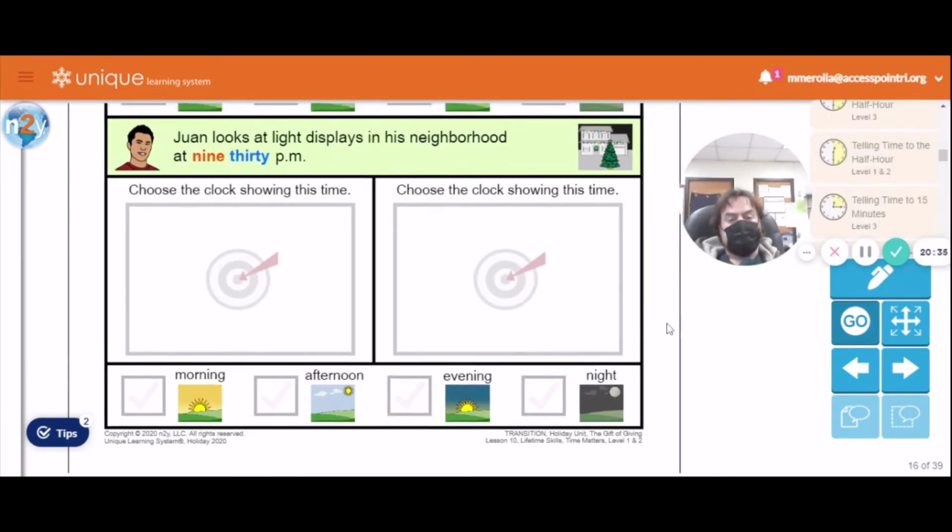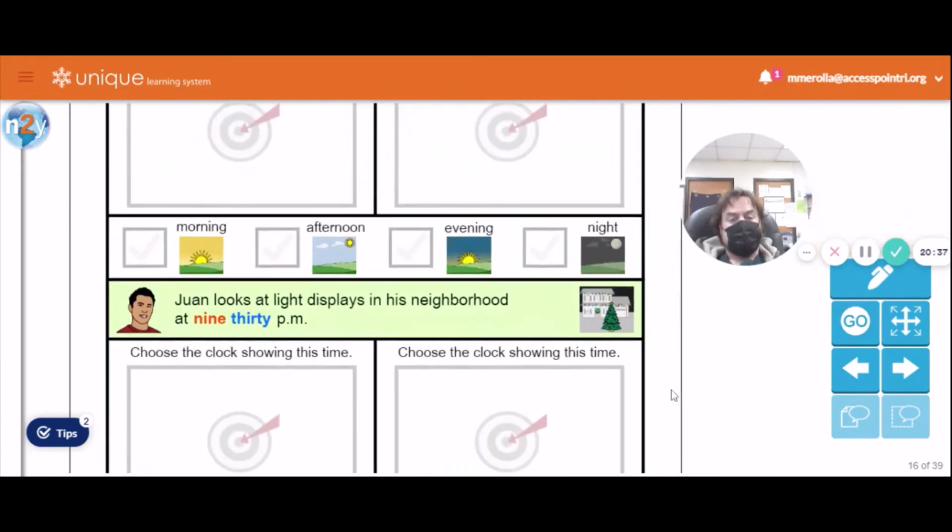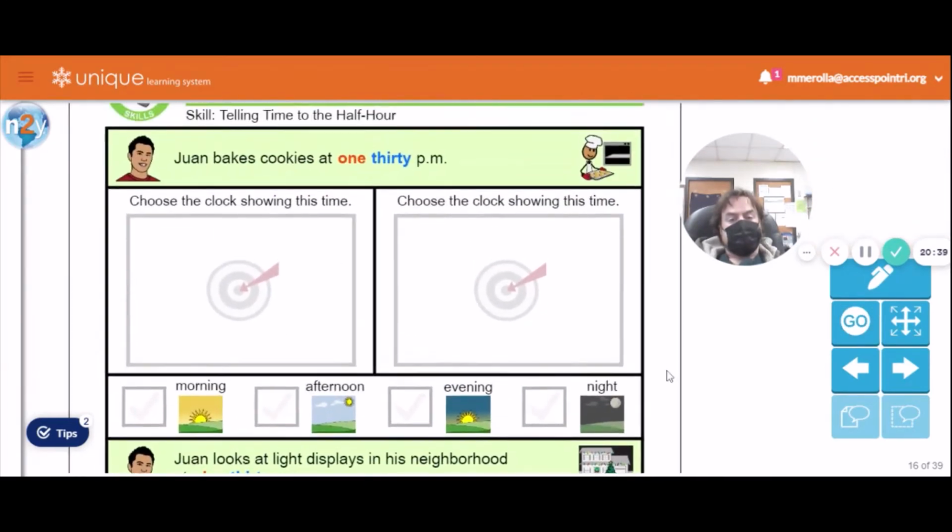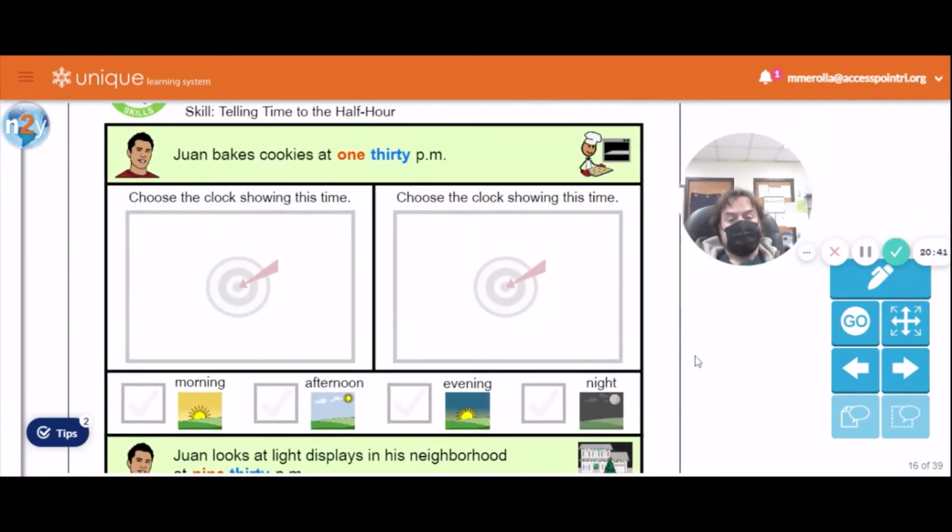Okay, we just practiced telling time to the hour. Now we're going to practice telling time to the half hour. Okay. Juan bakes cookies at 1:30 p.m. Oh, he's a Renaissance man. All right. See, baking the cookies. Choose the digital clock showing 1:30 p.m.